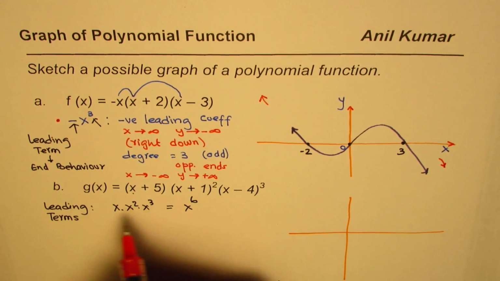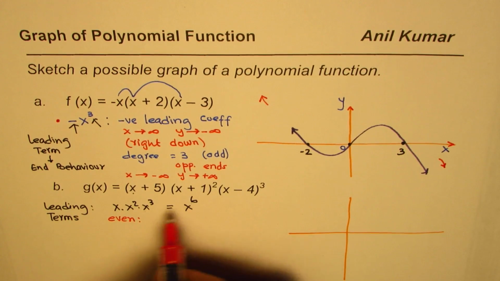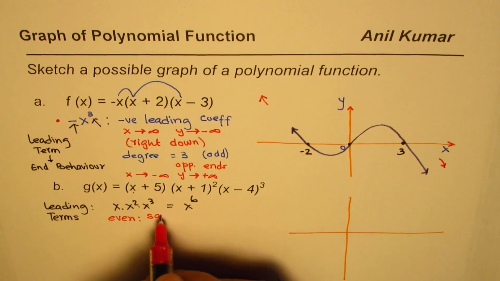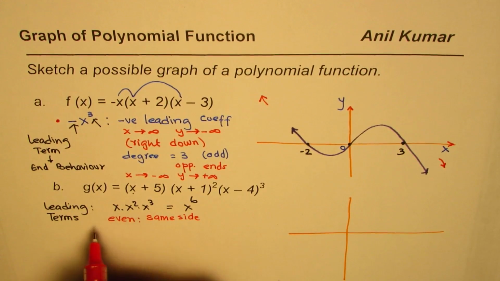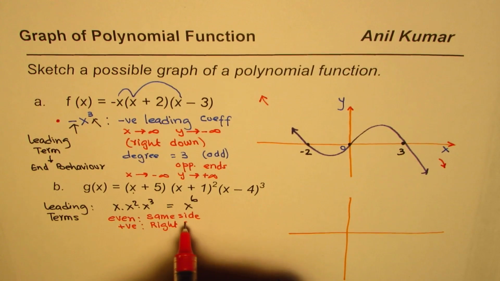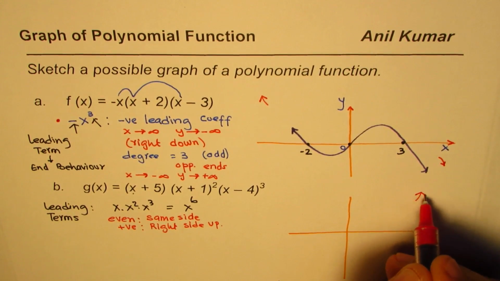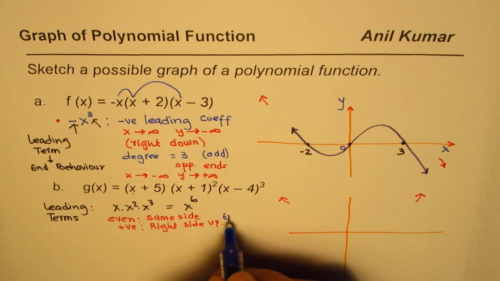So that gives you an even degree. Even degree means same side. And we have a positive leading coefficient. That means right side up. Both are the same side, so that becomes the end behavior. So from the leading term, we got the end behavior.